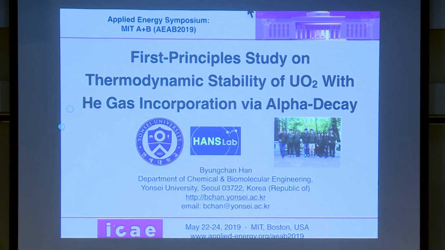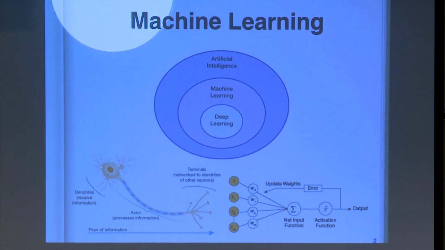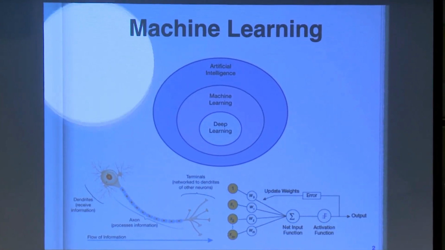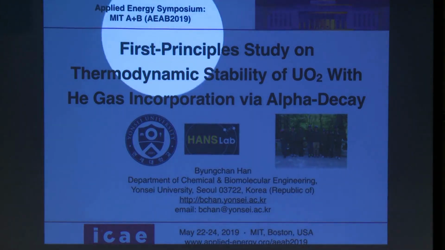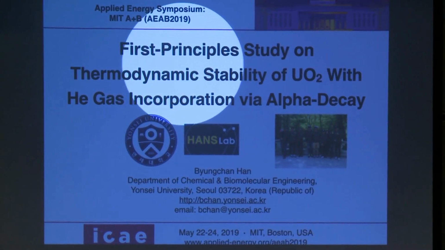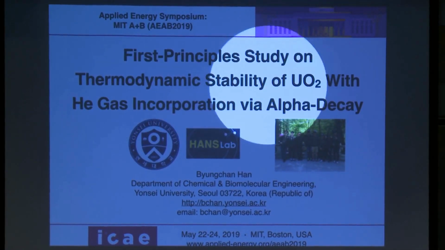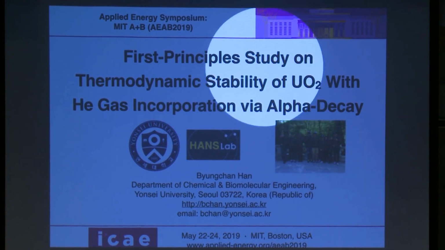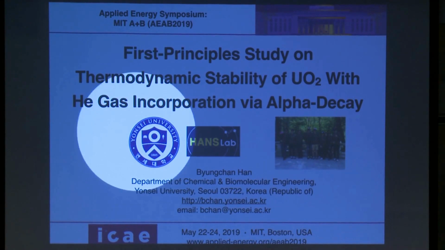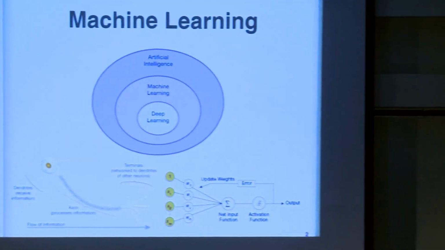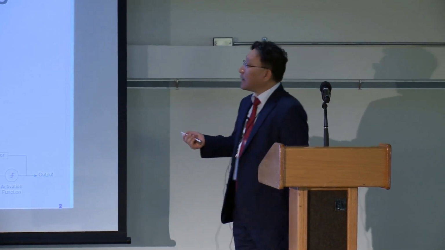I'm basically working on the first principles. I want to talk about the recent work on the advancement of the first principles, and then why we have to utilize first principle calculations to understand the material properties. So the example I brought here is the thermodynamic stability of UO2 with helium gas incorporation by alpha decay from uranium into thorium. I know that MIT will launch this September an AI department.